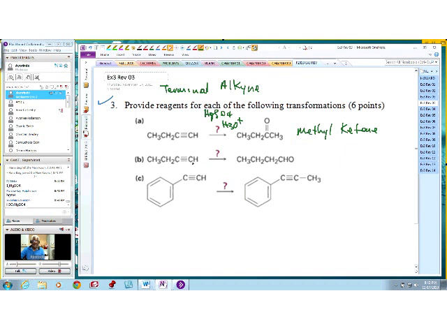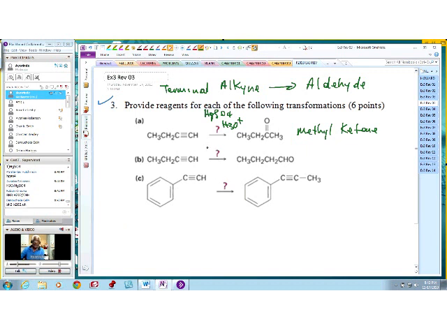How about B? At this point, the same terminal alkyne or another terminal alkyne, now we want to transform to an aldehyde. What reagent do we need to do that? I know you guys know this reagent. Exactly, this is hydroboration-oxidation, borane followed by hydrogen peroxide.